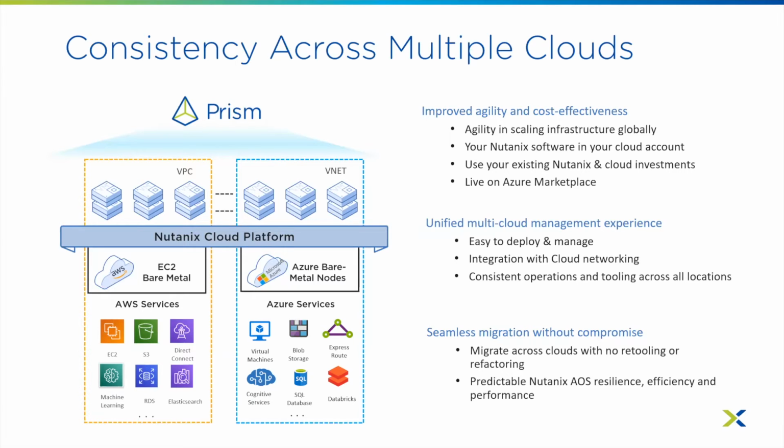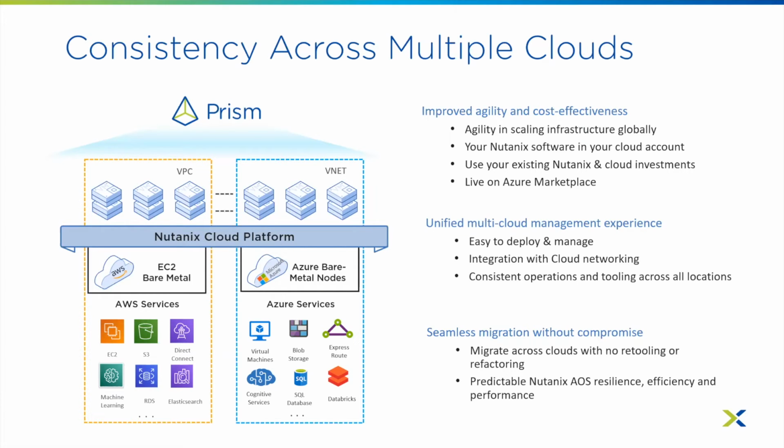And then, the only difference here is the underneath, right? So AWS, for example, you're going to be using EC2 bare metal instances, deploying in your own VPCs. In Azure, you're going to be deploying in your VNets using Azure bare metal nodes. But once that piece is done, the software on top and the management layer is all the exact same look and feel.